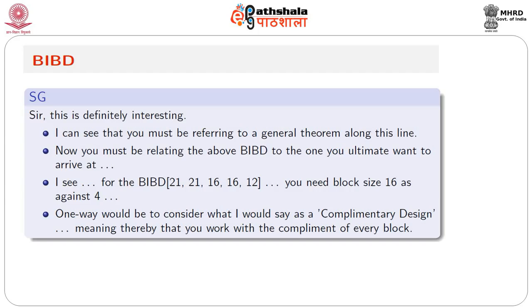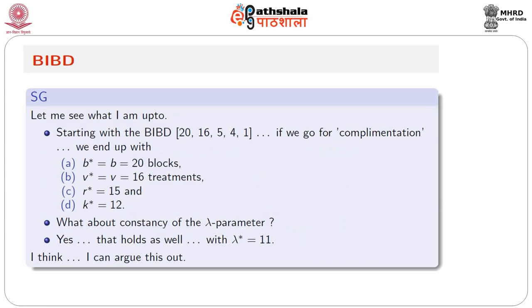One way would be to consider what I would call a complementary design, meaning that you work with the complement of every block. Let me see what I am up to. Starting with the BIBD with b equal to 20, v equal to 16, r equal to 5, k equal to 4 and lambda equal to 1.